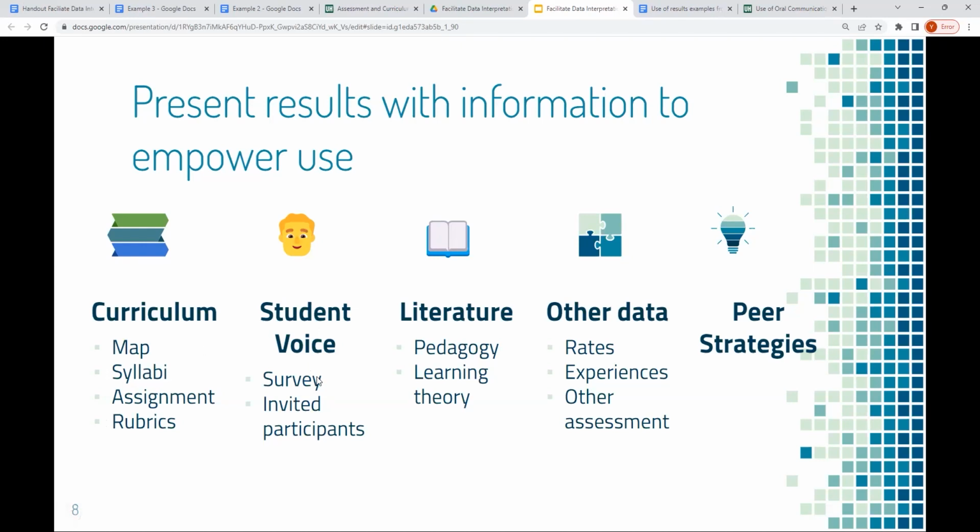Student voice: if you have focus groups, interviews, questionnaires, open-ended responses, maybe this is the time to bring in those student experiences. You may also want to invite students as part of the data interpretation process.